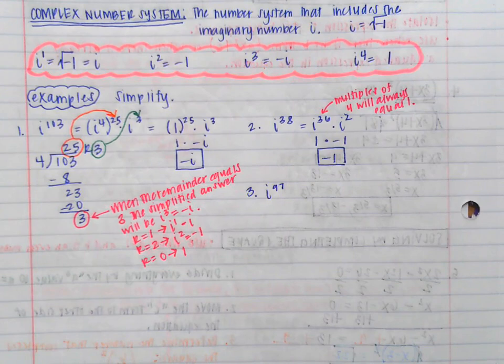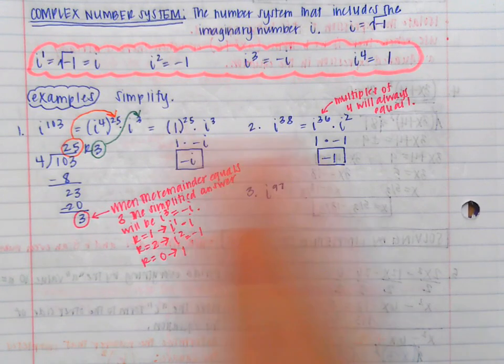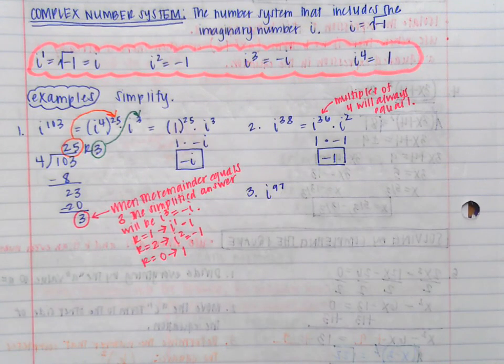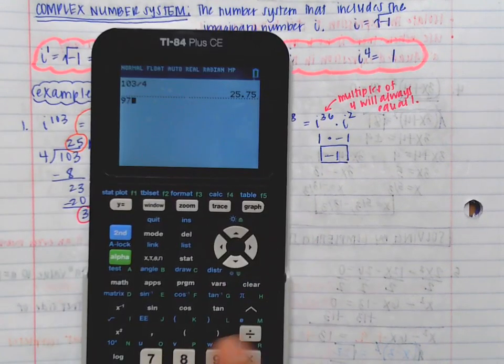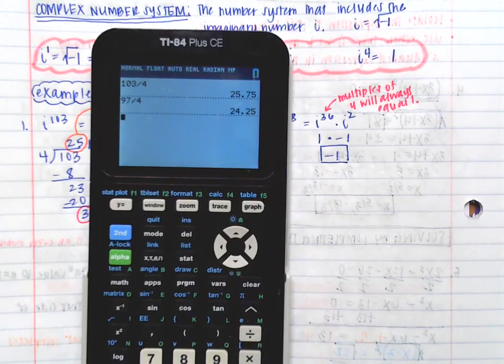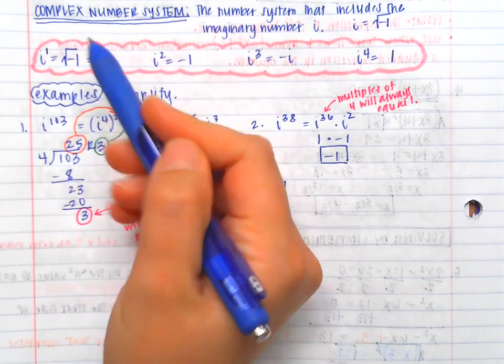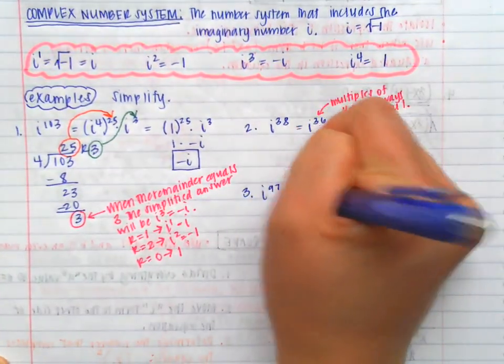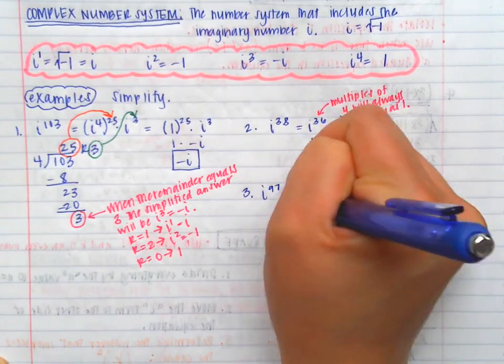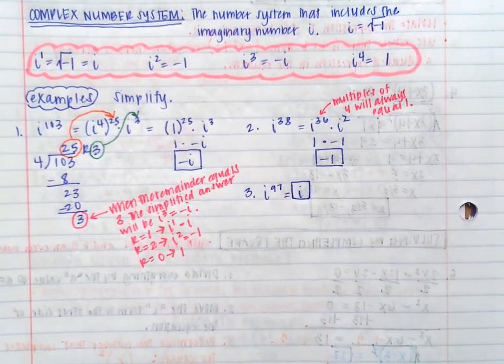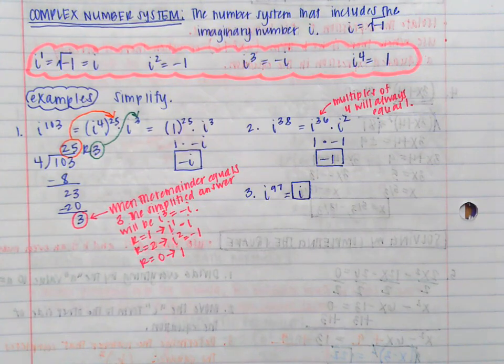So i to the 97th power, again, I think the easiest way is just using your calculator, but if you use any of these methods, great. If you did 97 divided by 4, you get 0.25, which is 1/4, so it's going to simplify to be i. And that's it.